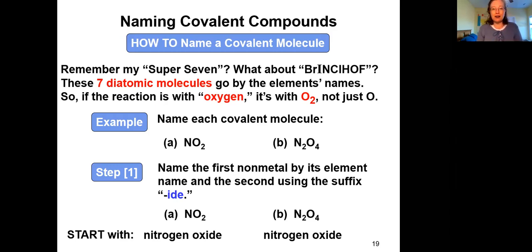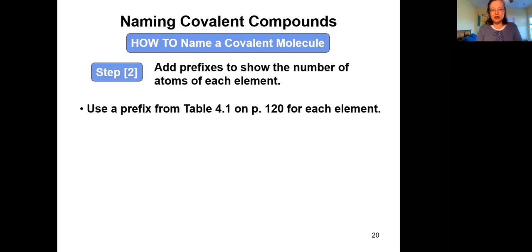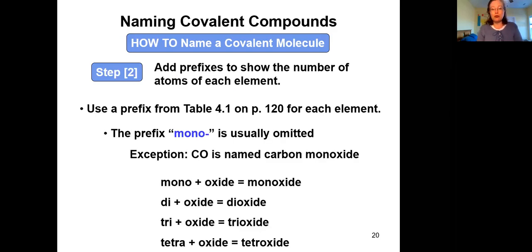Unlike with ionic compounds, where we ignored the subscripts when we named them, this time we're going to tell people what the subscripts are. How do we do that? Well, we use these prefixes. You can check them out in table 4.1 on page 120 of your textbook. The prefix mono is usually omitted, except when we start talking about oxygen. So CO is carbon monoxide, NO is nitrogen monoxide. Sometimes it's just nitrogen oxide.